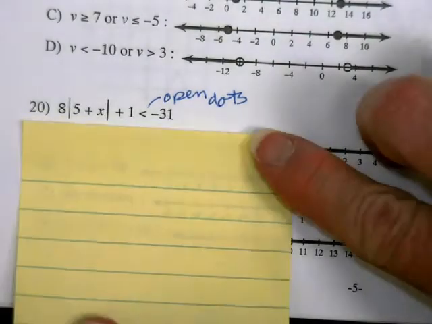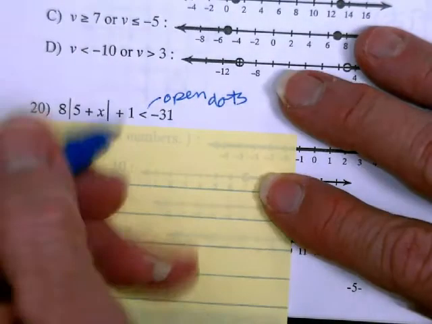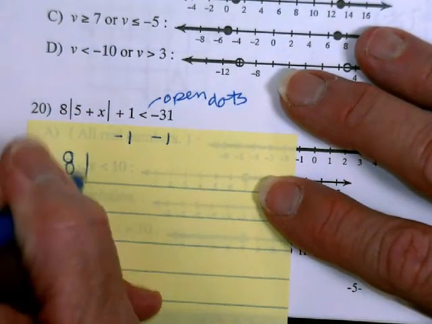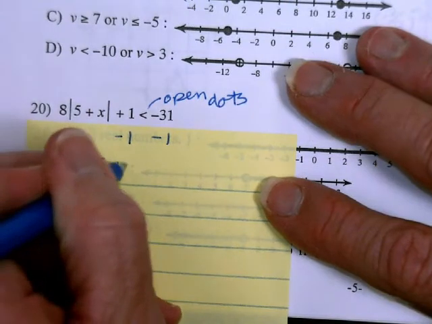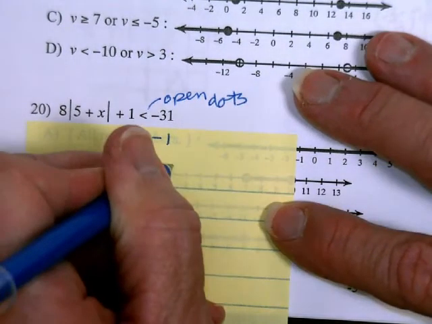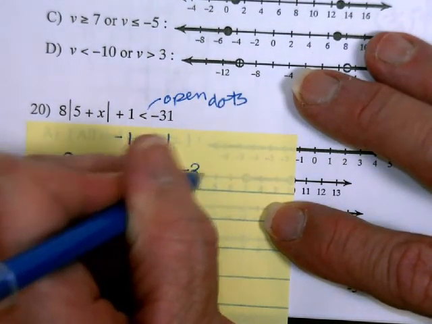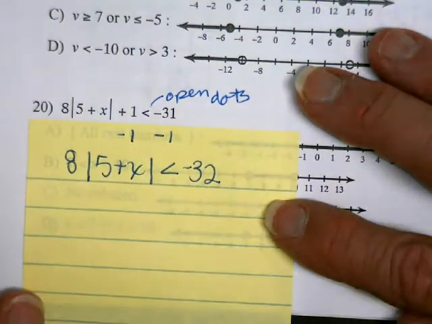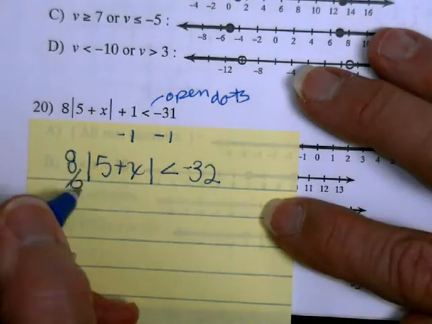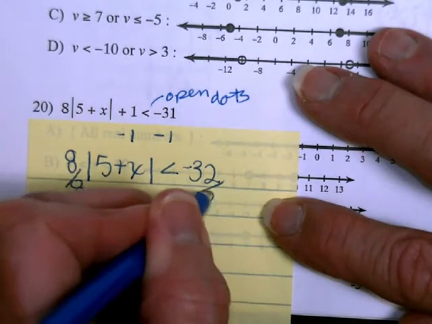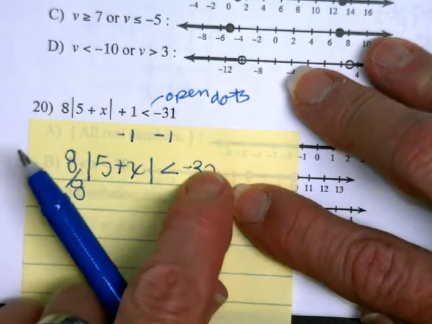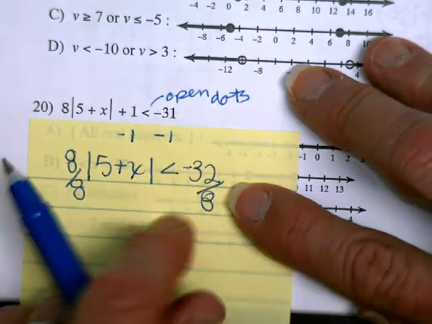So here we go. I'm going to take away a 1. So I have 8 bar 5 plus x bar less than a negative 32. Not quite ready to judge yet. Divide by 8. Divide by 8. I'm dividing by a positive number, so this sign doesn't split.